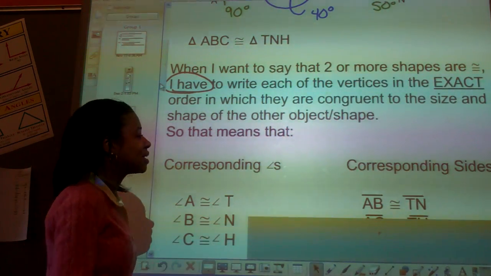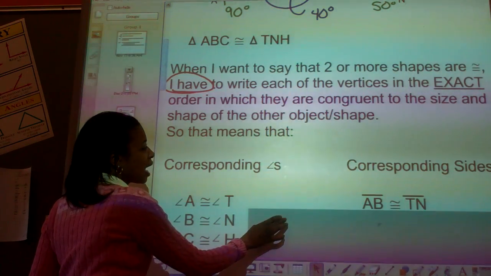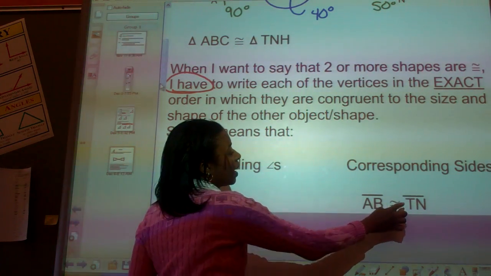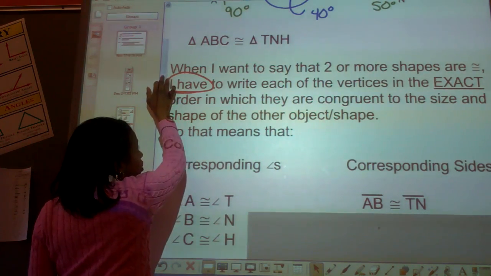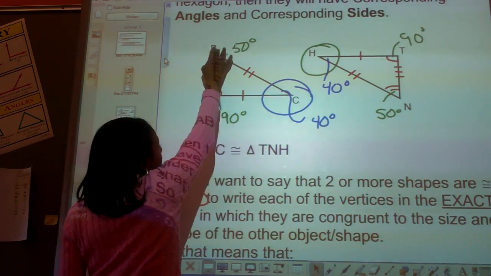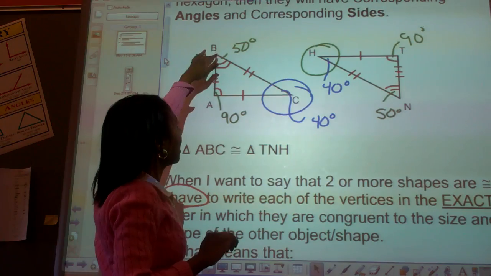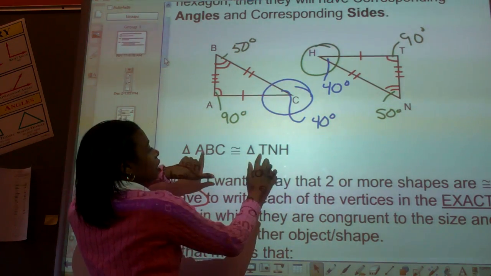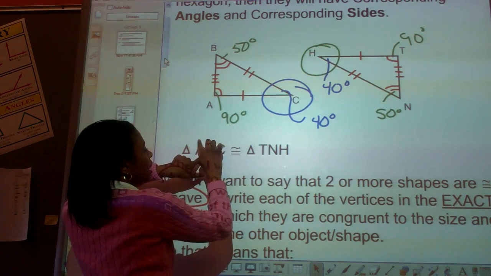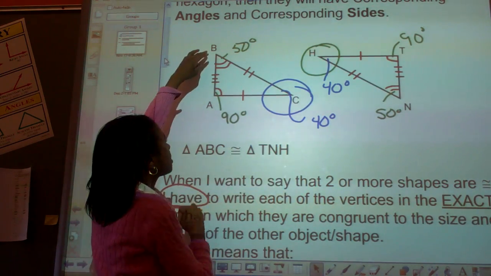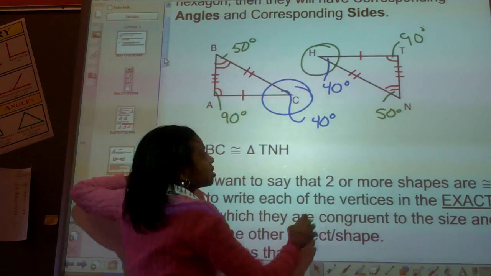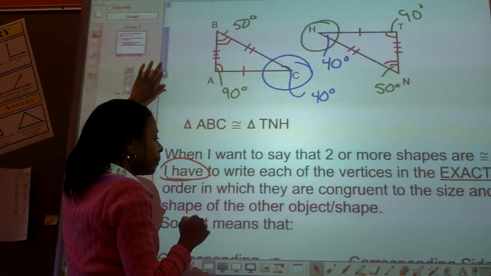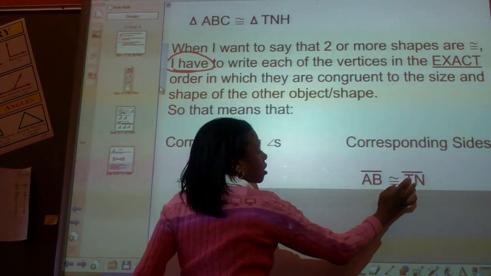Now I do it by sides. If I do it by sides, what am I saying? Side AB is congruent to what? Side AB corresponds to what? TN. If I'm looking here on the diagram, you should be able to look at it. AB goes to TN. Well, let's look. AB to TN. Okay? AB is congruent to TN.